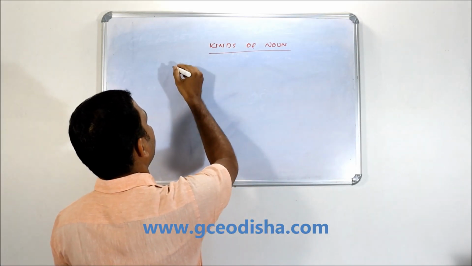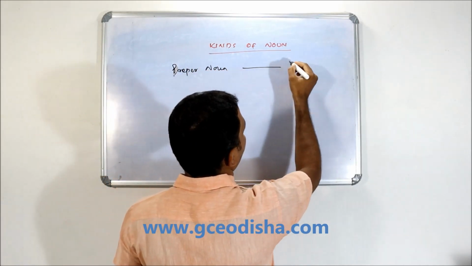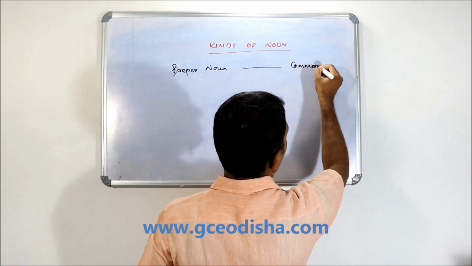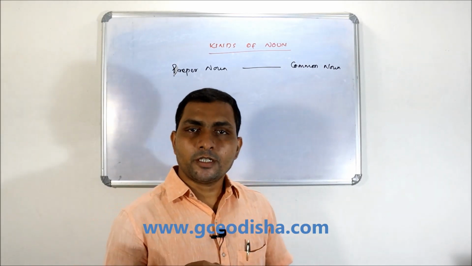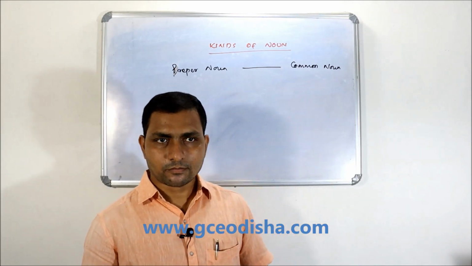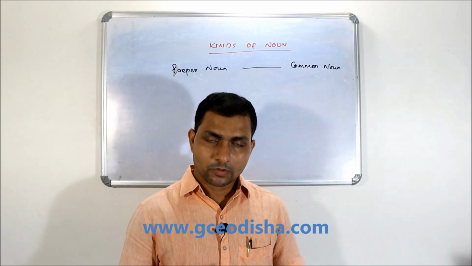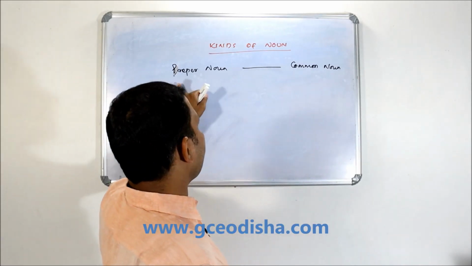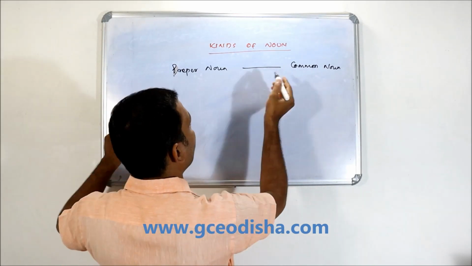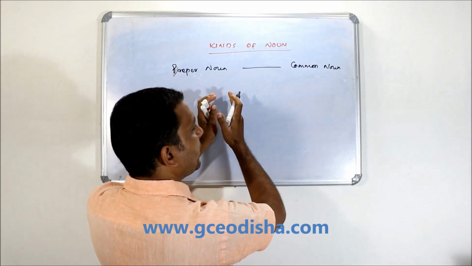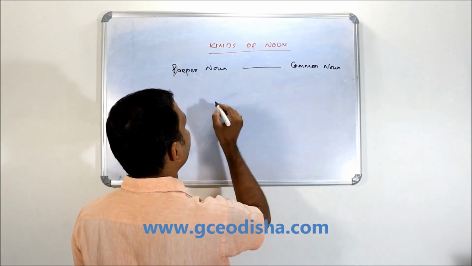So here it is, proper noun and common noun. First thing is that a noun is the name of anything, which is visible, even which is not visible. And these two types of noun, first one is common noun and another one is proper noun. What are the similarities and what are the differences between these two nouns? Let us analyze one by one.